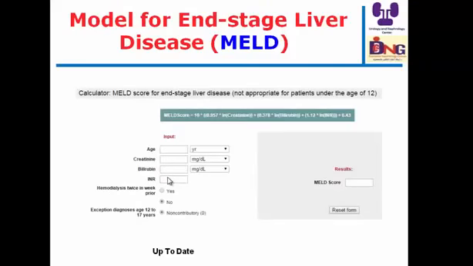The second point in the relationship between serum creatinine and bilirubin is the model for end-stage liver disease, which is known as MELD score. Here, the MELD score depends upon the calculator and for end-stage liver disease, not appropriate for patients under the age of 12. And this is how the calculator was created and done. You just add the input for age in years, creatinine milligram per deciliter, bilirubin, INR, etc.